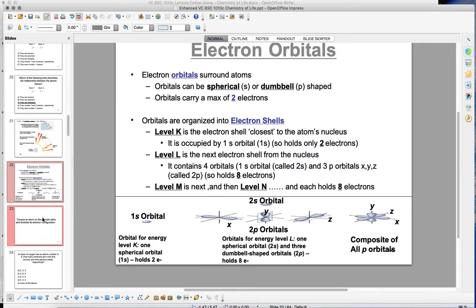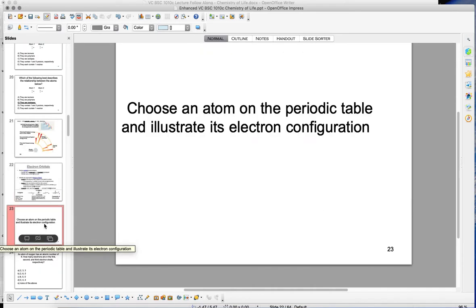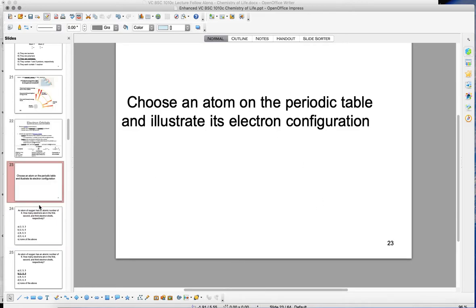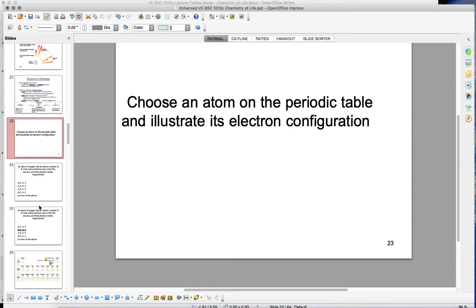Okay, so let's take a minute, choose an atom on the periodic table, and illustrate its electron configuration. If you want to pause for a second and try that, then I'll do an example. If we were in class, we would be doing this quite a bit, giving you the hands-on experience of drawing out atoms and their electron configuration.